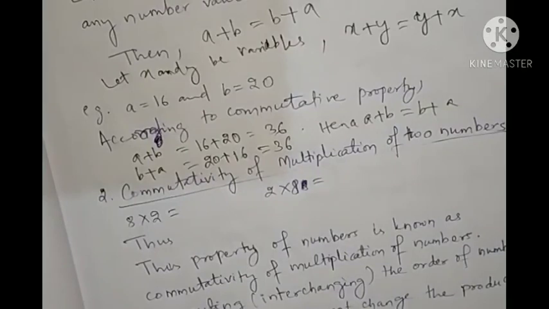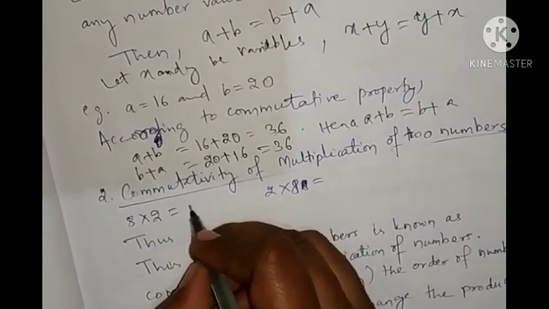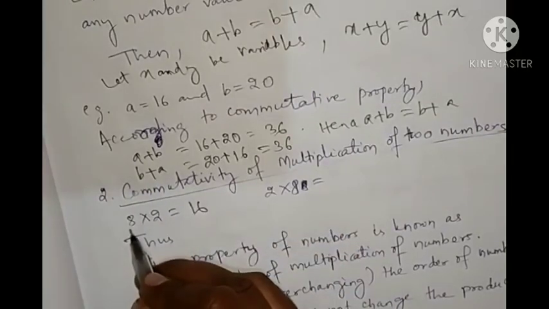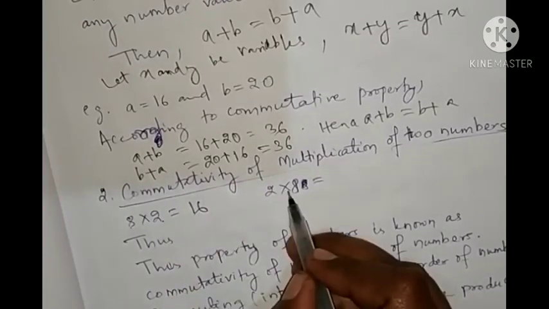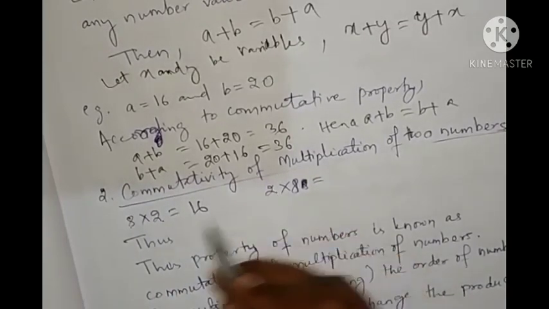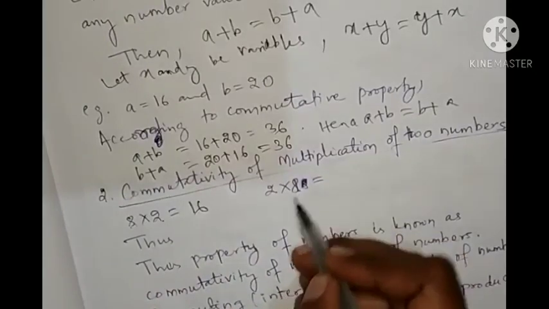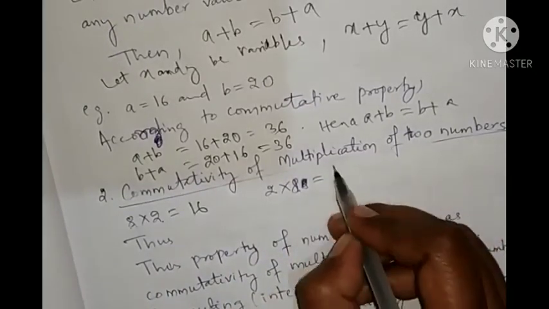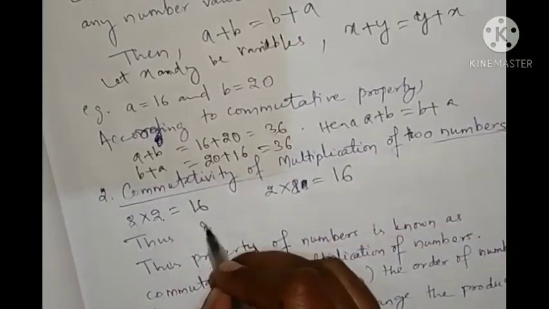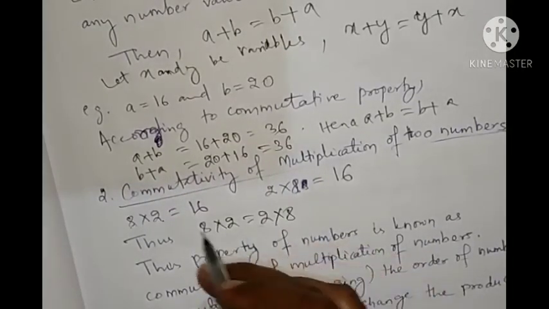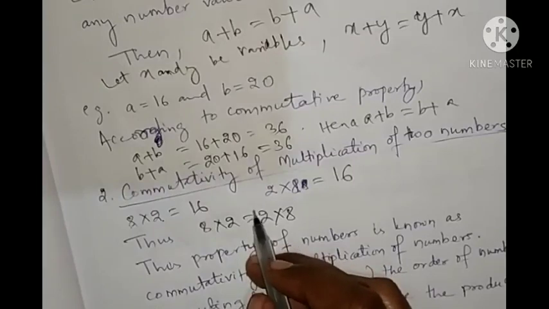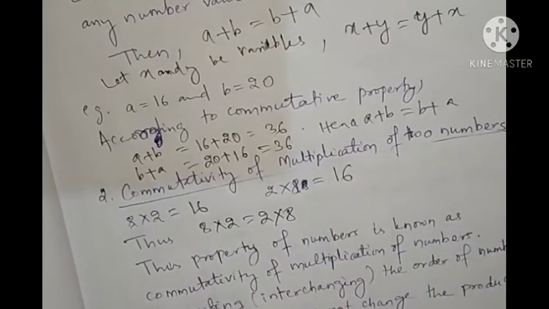Okay. So let's see. 8 into 2. What is 8 into 2? 16. So first, look. We have the first number is 8, second number is 2. Then now here we are putting the second number as first number and first number as second number. Okay, so 2 into 8, that is how much? 16. So thus 8 into 2 equal to 2 into 8. So commutative property is applicable to multiplication of two numbers.